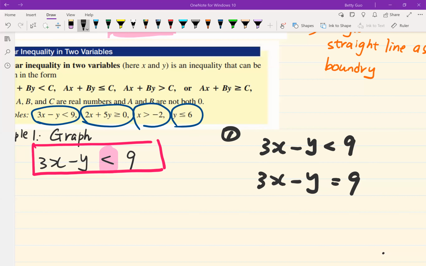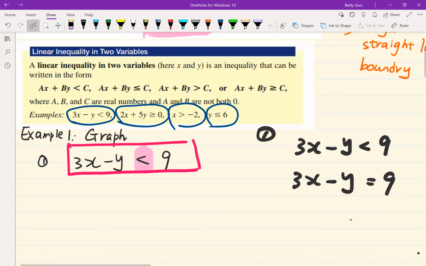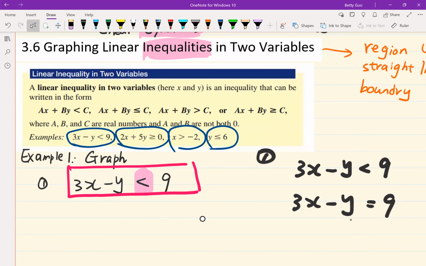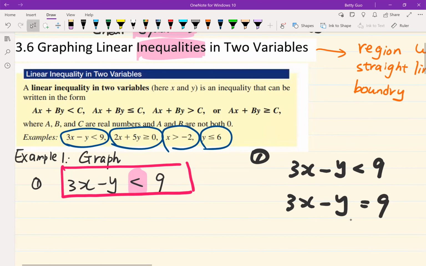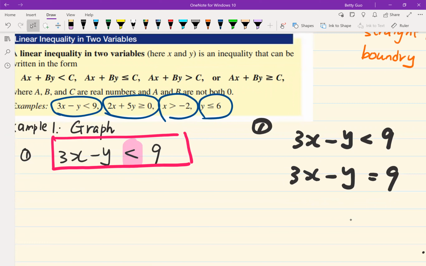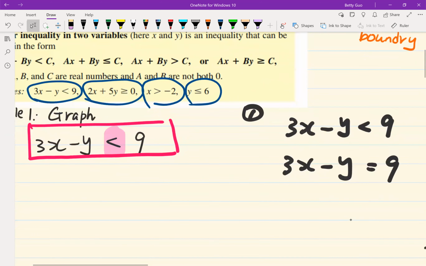Hello everyone. Today we cover section 3.6, linear inequalities in two variables. Firstly, what kind of inequality is a linear inequality in two variables? We're going to look at some inequalities and then show you a trick to determine if an inequality is a linear inequality in two variables. Let's see the first one.